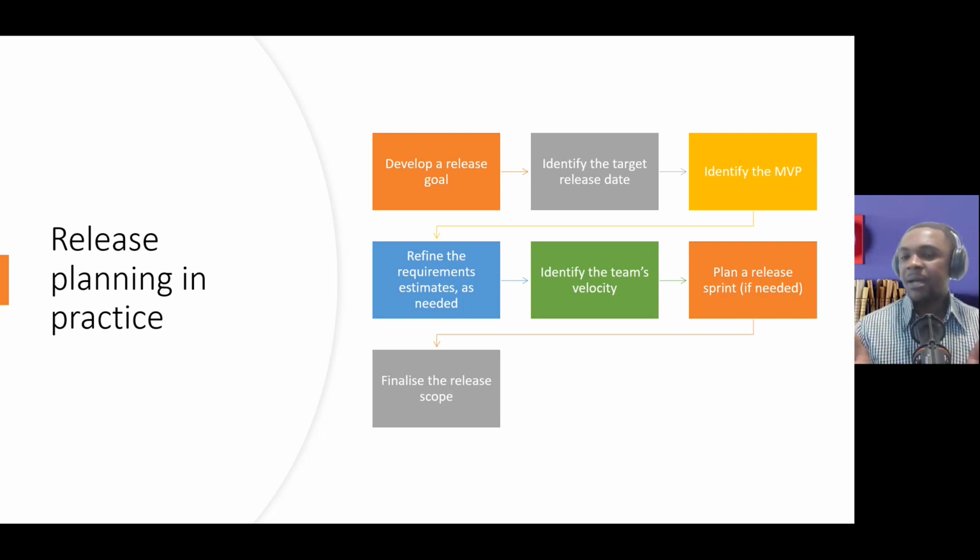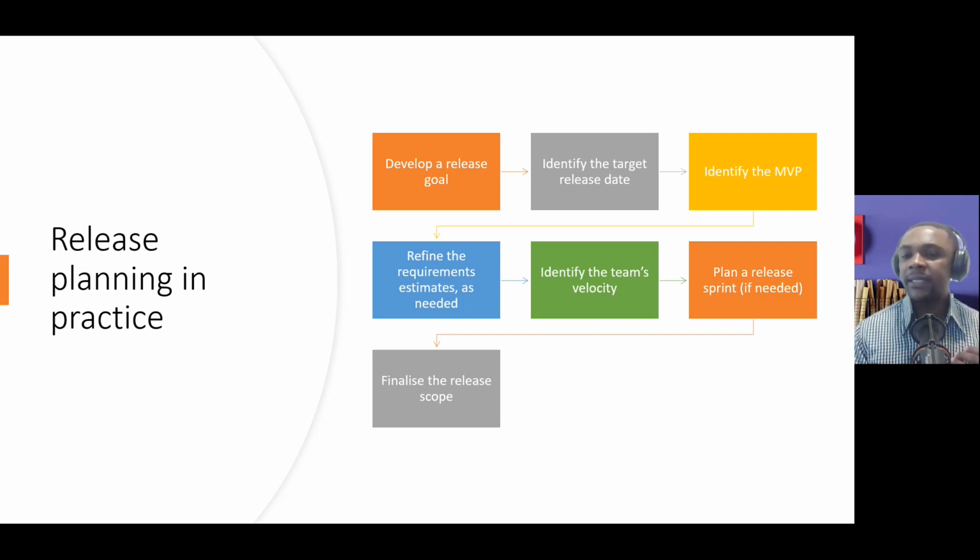Now, we talked about the MVP. So you should be able to identify the minimum viable product you are releasing to your end user. Now you need to refine requirements and estimates as needed. And that goes into identifying the team's velocity.